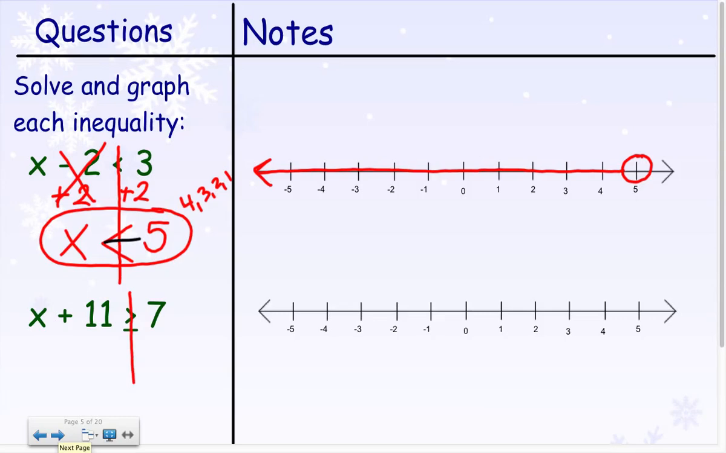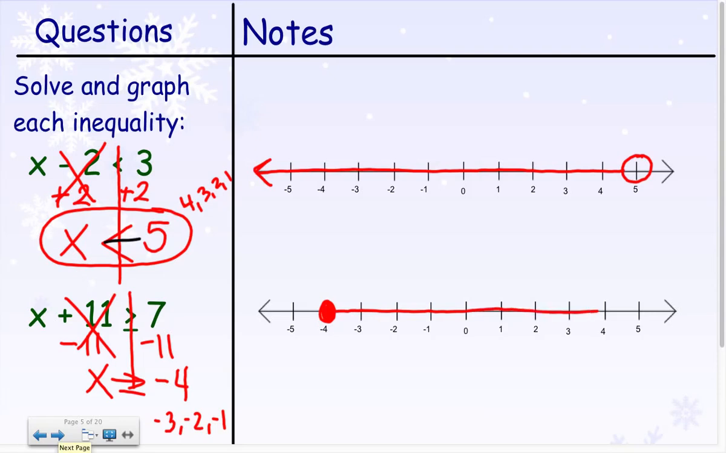Next one, I'll draw my train tracks. I'm trying to get x by itself. The opposite of +11 is -11. These will make 0. Bring down the x. Bring down my inequality sign. 7 - 11 is -4. Closed circle on -4. Numbers that are greater than or equal to -4 would be -3, -2, -1. I could also turn my inequality symbol into an arrow. My arrow is pointing to the right.